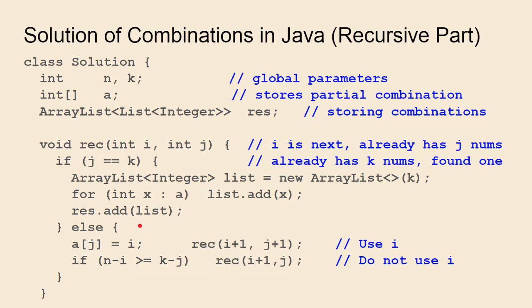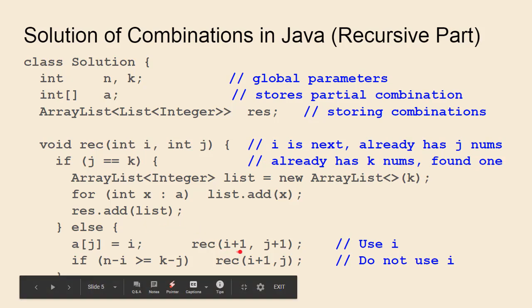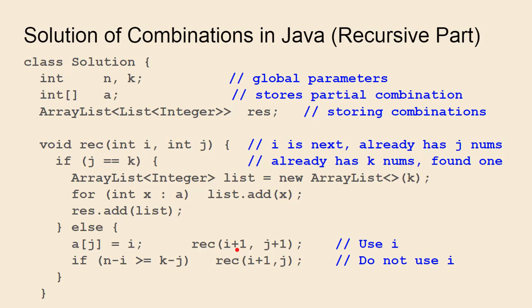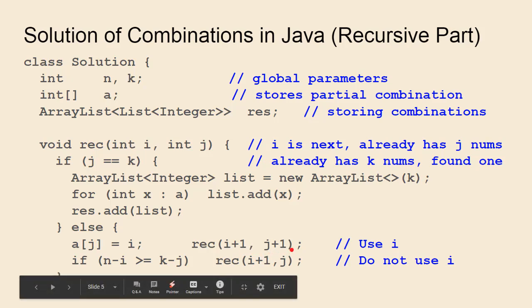After the base case is the general recursive case. For every number i, there are 2 cases. We either use it or we don't. When we use it, we will add i to A[j], because A[j] is the next number to be assigned, because A stores a partial combination. If we already have j numbers, then that means A[0] through A[j-1] are already occupied. We assign i to A[j], and then when we do the recursive call, we will be considering i plus 1, and at this point we have already added j plus 1 numbers. So this is the case of using i.